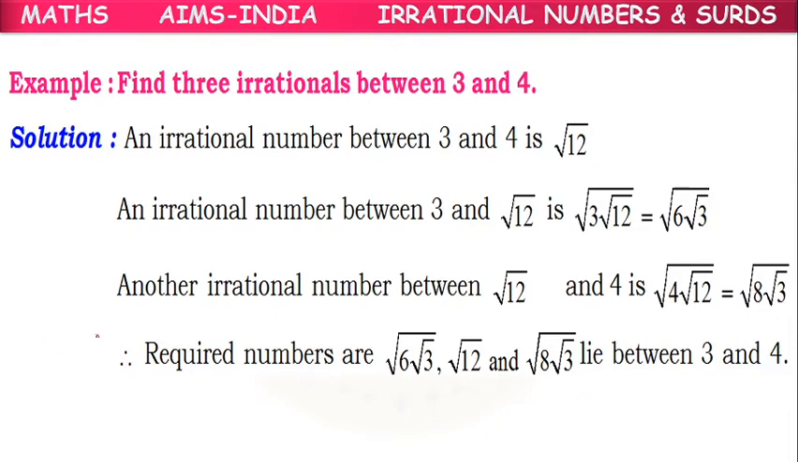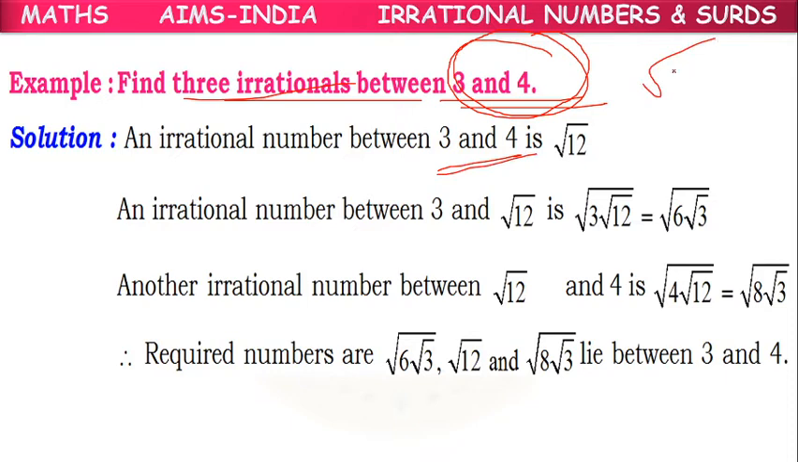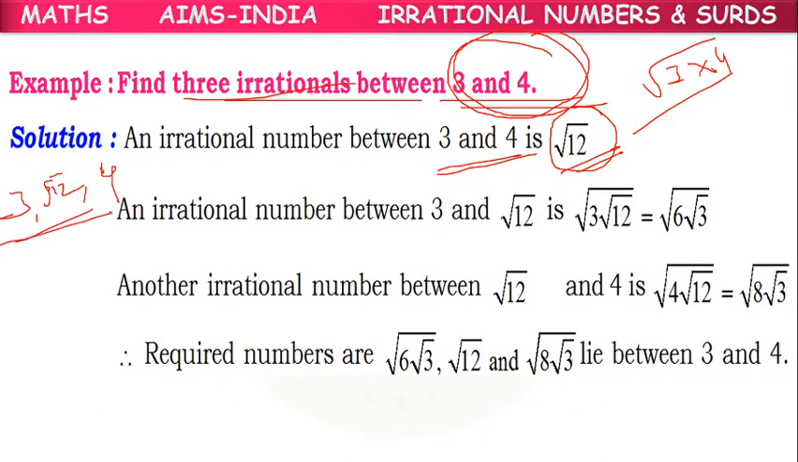Now another example. Find three irrational numbers between 3 and 4. First, root of 3 into 4, which gives root 12. Root 12 is the first irrational number. Between 3 and 4, root 12 will come. If they are written in ascending order: 3, root 12, 4.